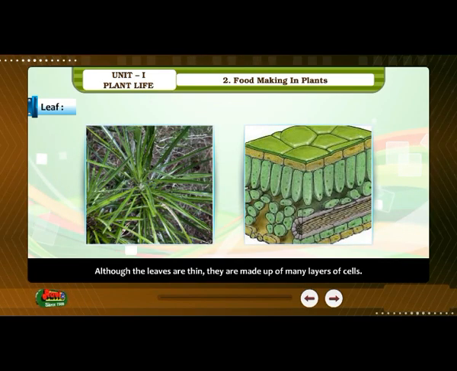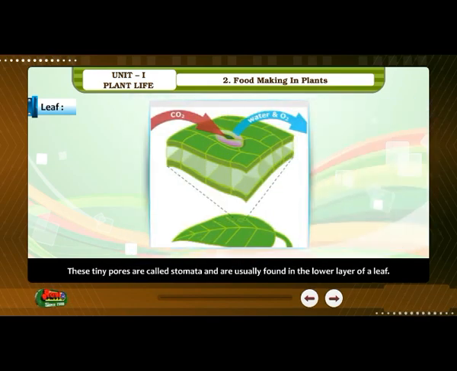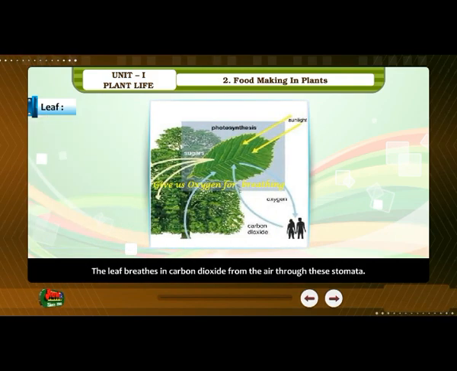Although the leaves are thin, they are made up of many layers of cells. These are arranged like a sandwich between the lower and upper layers of plant cells. There are air spaces in between the cells. These spaces are connected with tiny pores which open on the outside. These tiny pores are called stomata and are usually found in the lower layer of a leaf. The leaf breathes in carbon dioxide from the air through these stomata.